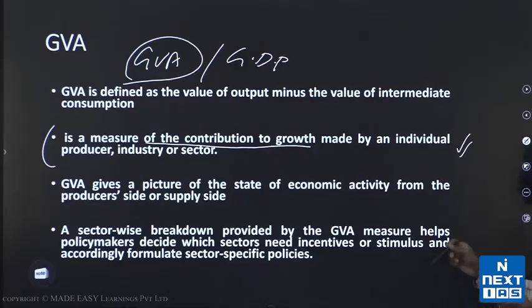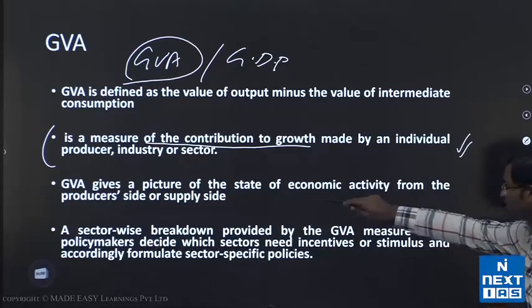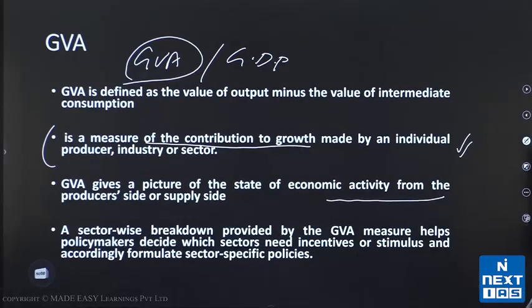Point number 2: it gives a picture of the state of economic activity from the producer's side. For the producer, there is land cost, labor cost, capital cost, profit cost, plus stamp duties. So it gives a picture of the state of economic activity from the producer's side, or supply side. Point number 3.